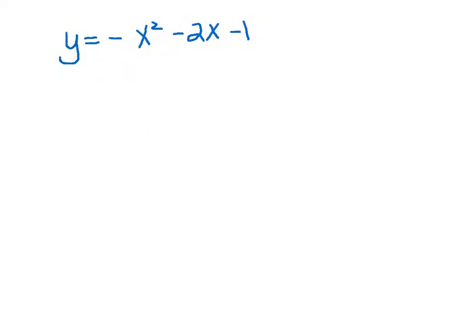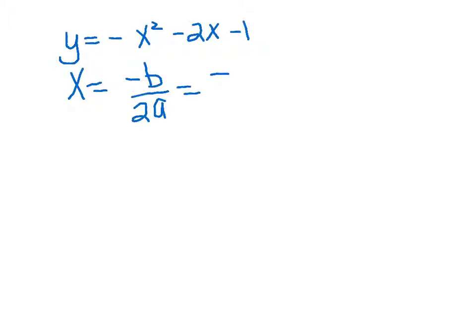Okay, quadratic equations. Before we start on our third form, let's review the other two forms that we have. The first one is standard form. It looks something like this, and has an a, b, and c value. We find the line of symmetry by saying x equals negative b over 2a.